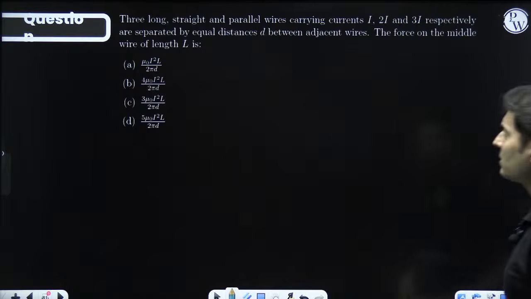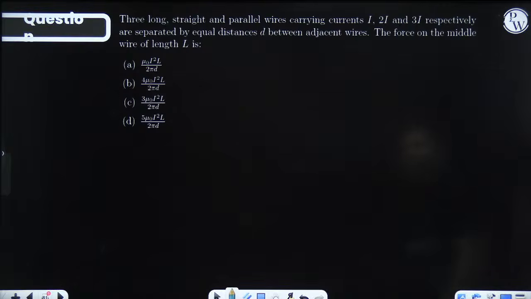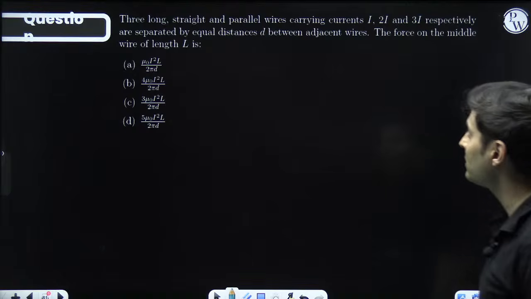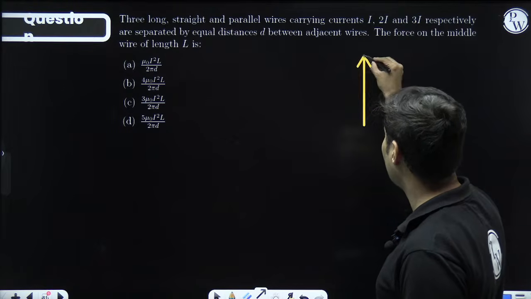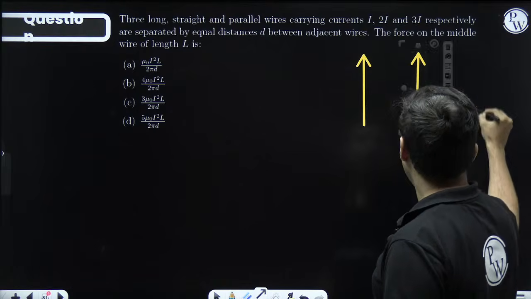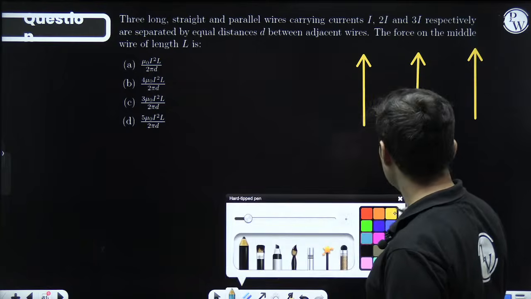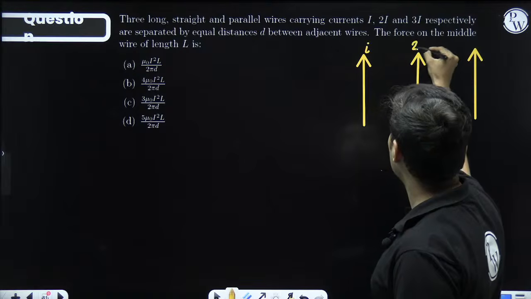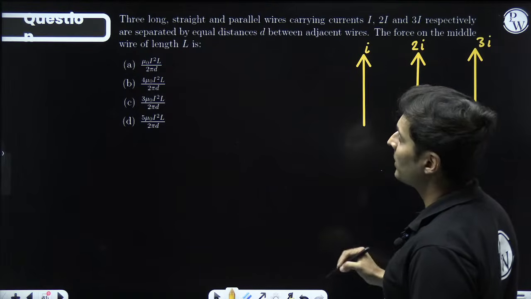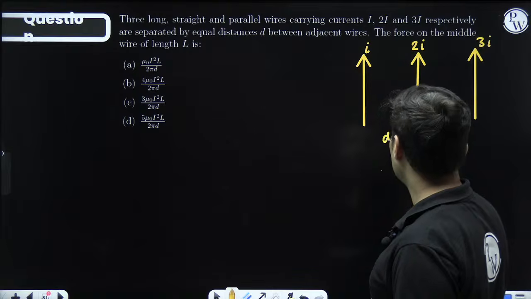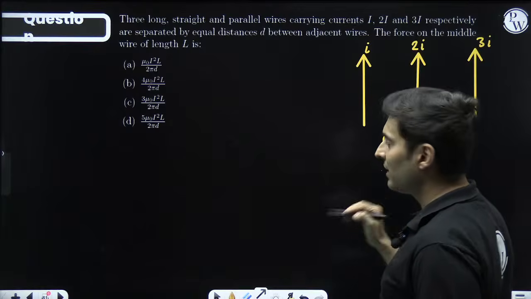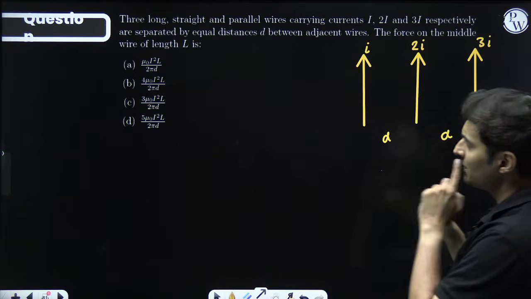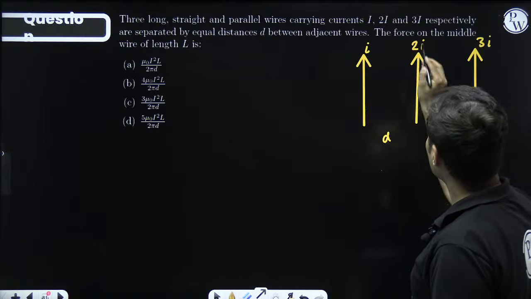Three long parallel wires carry I, 2I and 3I, separated by equal distance between adjacent wires. The force on the middle wire of length L is? Okay, interesting. So we have one wire like this, another wire like this, another wire like this. What are the currents? I, 2I and 3I. Equal distance d between them. This is also d, this is also d. Now we all know when the wires are parallel, they will end up attracting each other. Same currents attract.